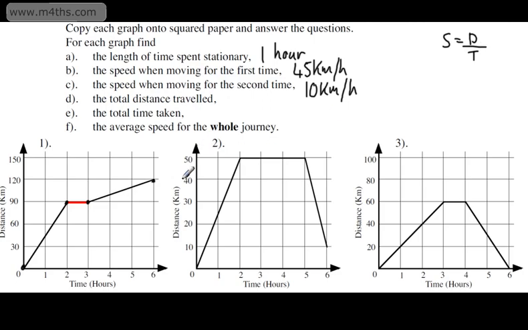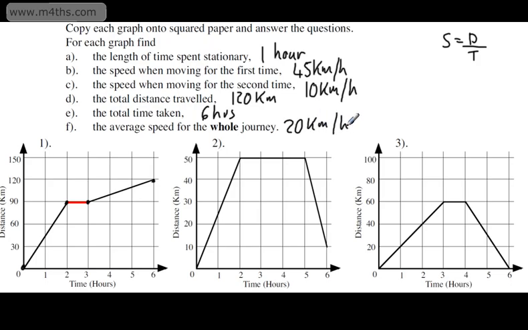The total distance travelled, well, we can see from this now that that is going to be 120 kilometres. So the total distance travelled, 120 kilometres. The total time taken, we started at 0, we ended at 6 hours. The average speed for the whole journey. Well, speed is just distance divided by time. So we have 120 kilometres divided by 6, which gives us 20 kilometres an hour.